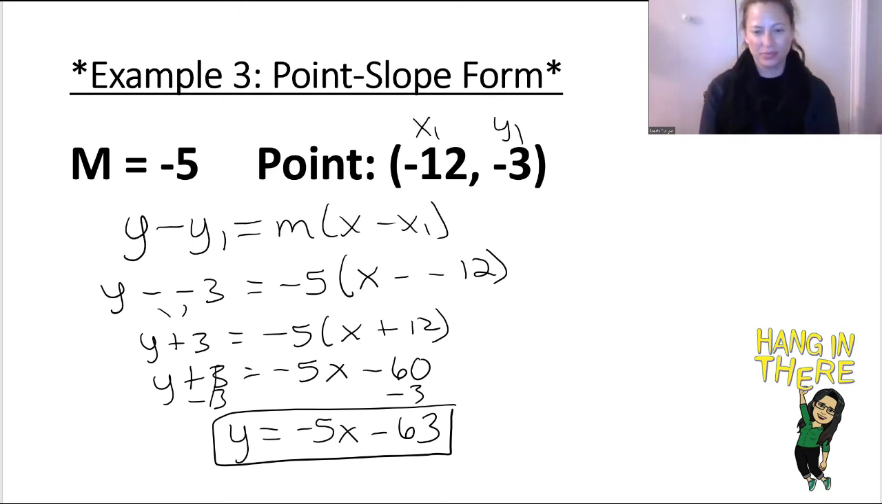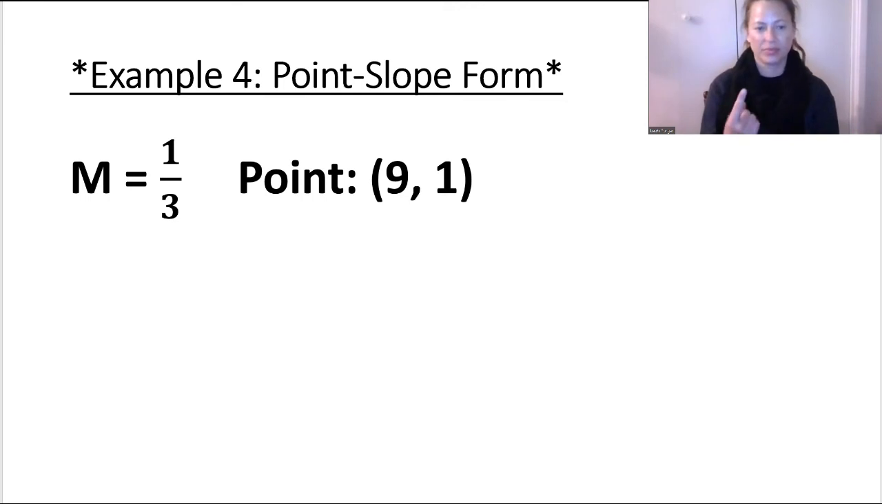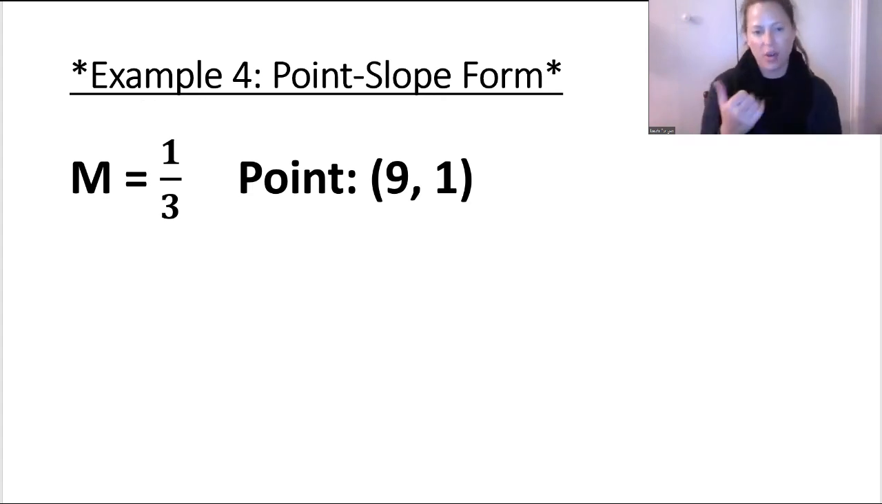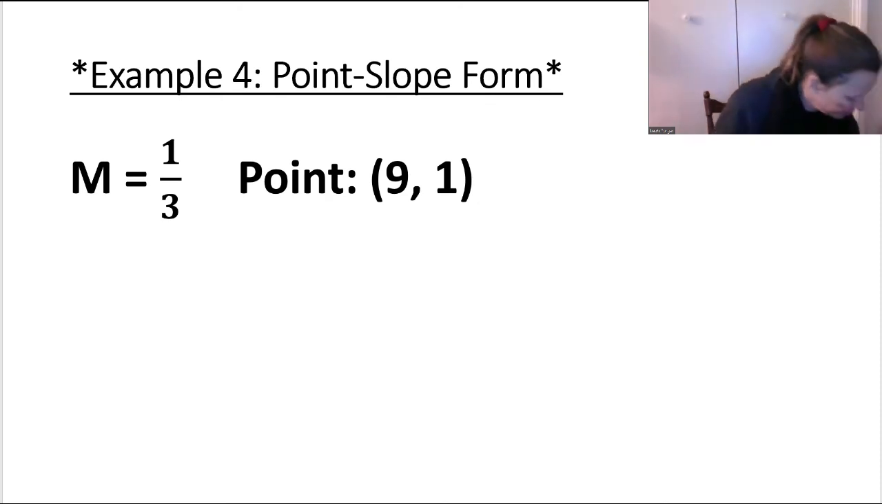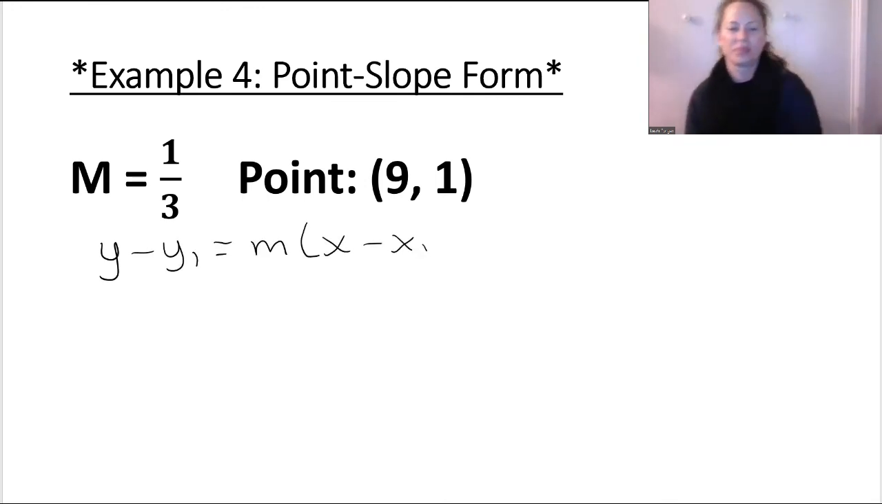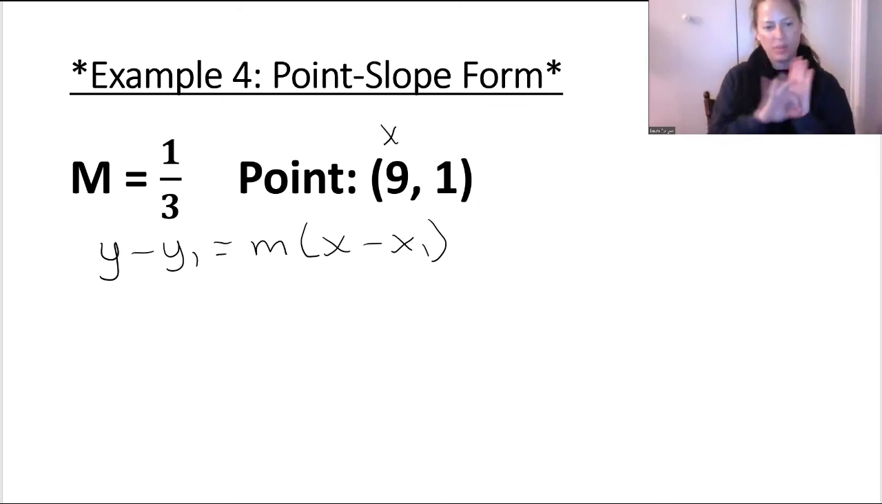All right, next one. Go ahead and try this one. Yes, a slope can look like a fraction like this. Press pause. Try it out. Don't be afraid of it. Try it out and then come back to check your work. Go ahead. All right, welcome back. So let's see, y minus y1 equals m times x minus x1, because that's our formula for point slope. I'm going to label these.